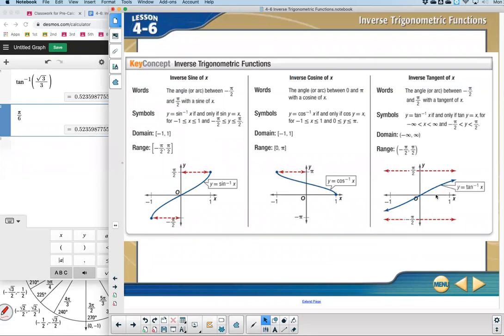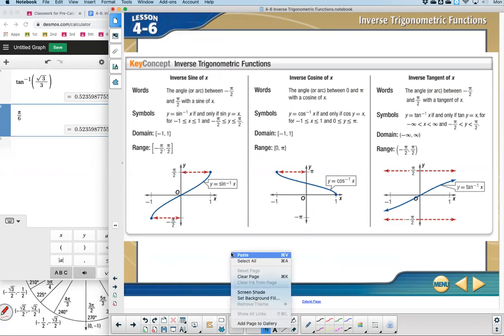I showed you some sneak peeks into the graphing, and I want to pay attention to the domain and range on these. This is the inverse of sine. Notice the domain will be values anywhere from -1 to 1, and the range will give you anything from negative pi over 2 to pi over 2, which means this.